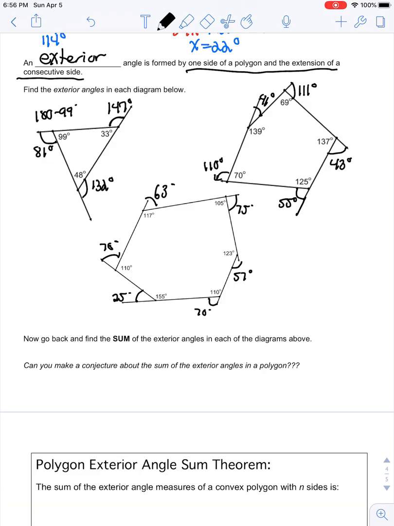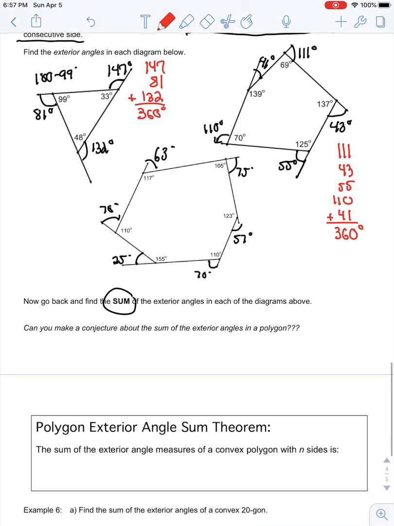Now, what we want to look at is the sum of those exterior angles. So if we go back and in each diagram, add together all of those exterior angles. In our triangle, our exterior angles were 147, 81, and 132. And when I add those 3 together, I get a total of 360 degrees for the exterior angles. If I do the same thing on the next polygon, we'll take our 111 plus 43 plus 55 plus 110 plus 41. And if I add all those together, I get 360 degrees.